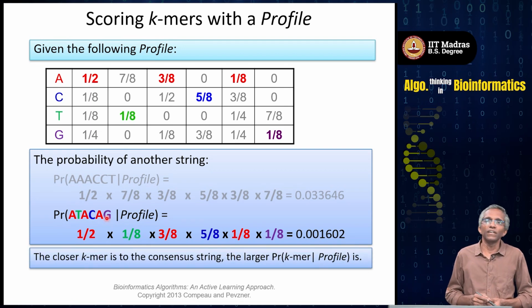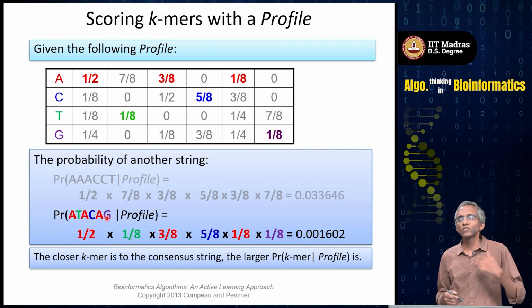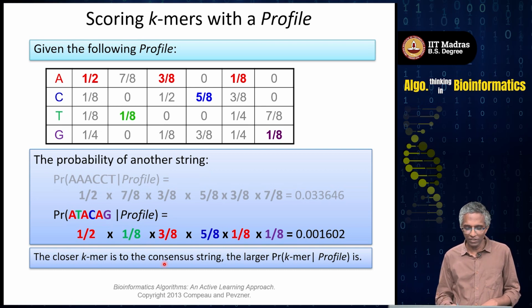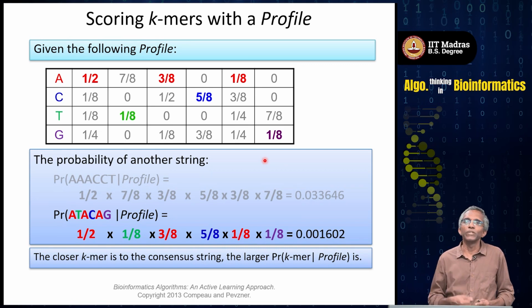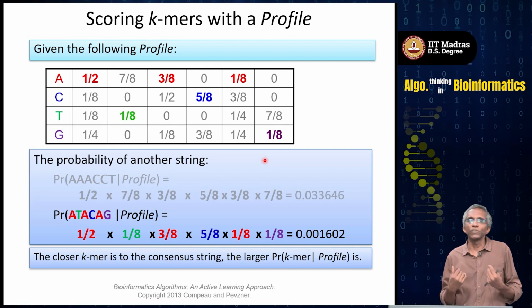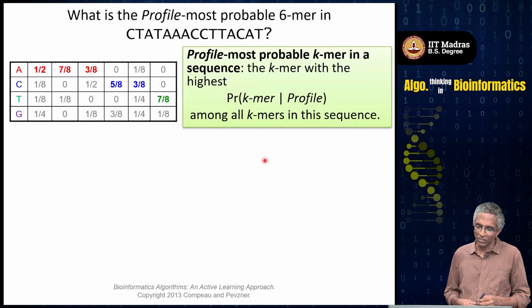And you can also see, based on these few examples, that you could generalize and say that the closer the k-mer is to the consensus string, the larger the probability of the k-mer according to this profile, because the letters in the consensus string get the highest probability in each of these columns. So, the closer you are to the consensus string, the higher the probability you get. We have converted our scores, which are based on how many letters disagree between a particular k-mer and the consensus string, to the probability that a particular k-mer is generated by a particular motif matrix. So, this gives you a probability-based scoring.